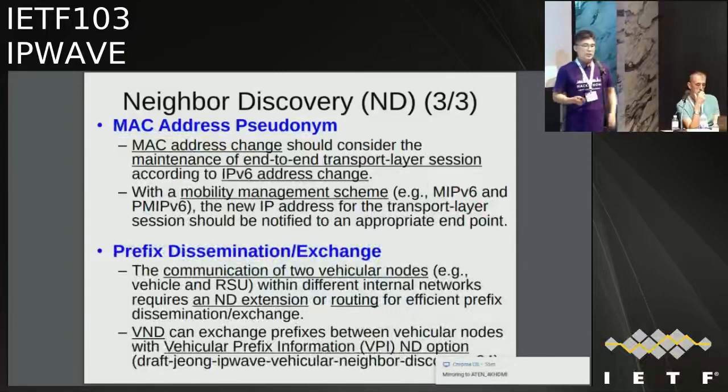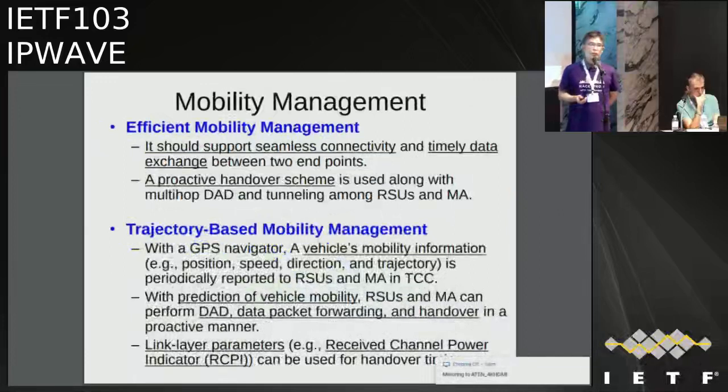And also, in the V2V scenario case, prefix dissemination exchange is very important. I explained the V2V scenario in the previous slide. And then mobility management: efficient mobility management, seamless connectivity and timely data exchange. So we can take advantage of mobility information sharing with the infrastructure, RSU, mobility anchor and the beacons. So proactive handover can be used. As a result, trajectory-based mobility management can be used.